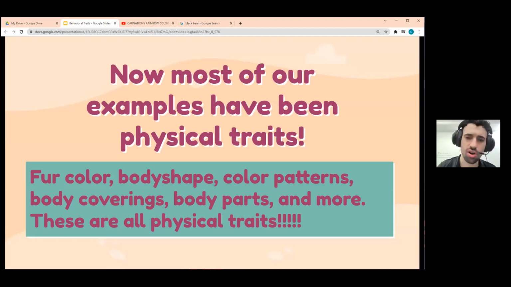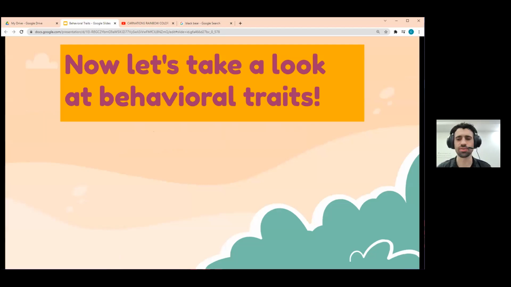Now there are some traits that you can't touch. And remember, those are behavioral traits. So now we're going to spend the rest of the class talking about behavioral traits. And guys, this is very important because tomorrow will be our last day of review.